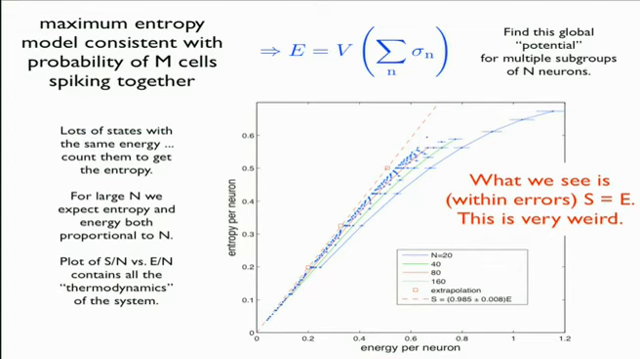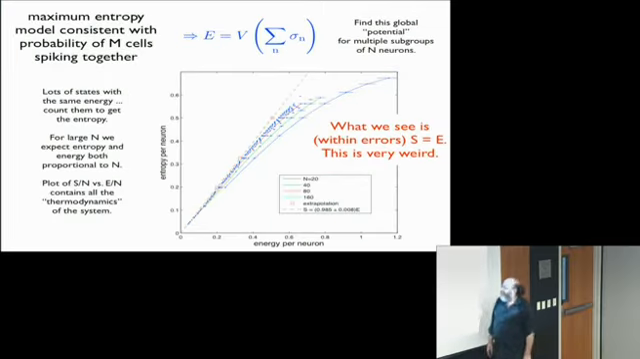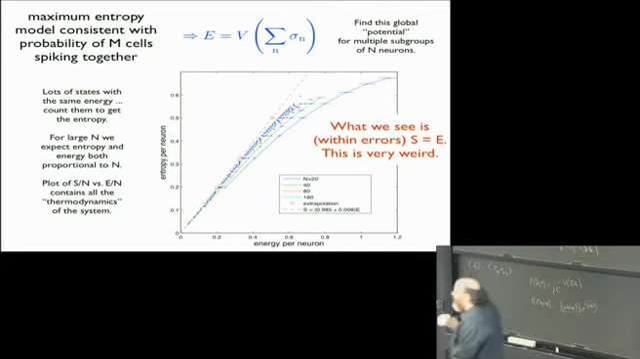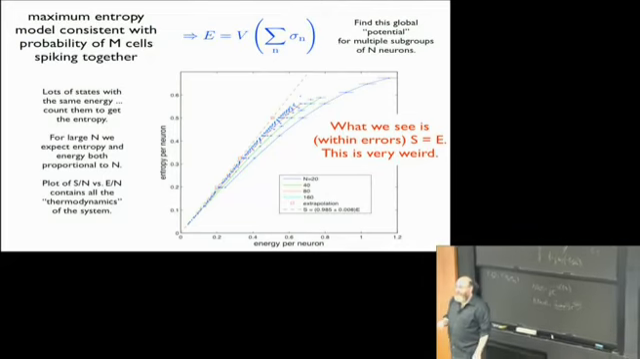So the surprising thing is that if you go through this exercise, the answer is that within error bars, the entropy is just equal to the energy. Now, let me emphasize for you that this is really weird. Of course, this model is incredibly simple. And so you could just say, it's weird, go on to the next thing.